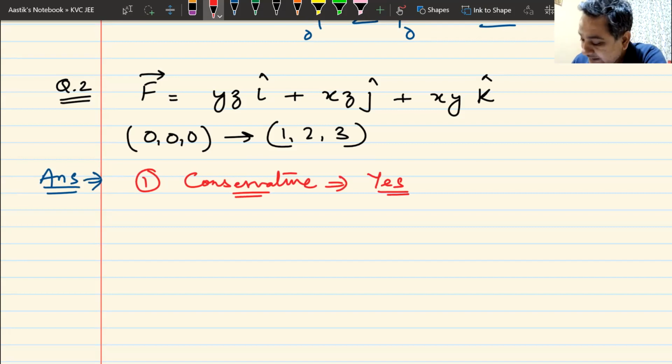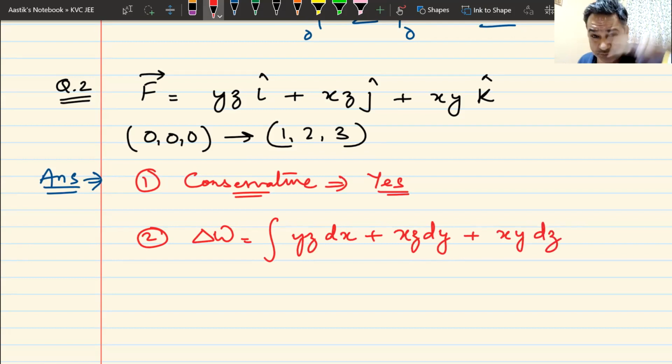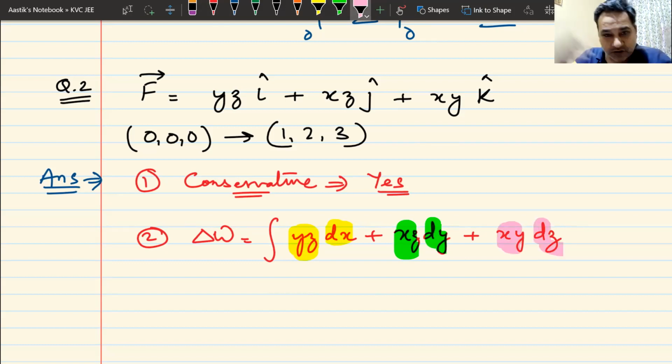Well done. The next step would be to write the work done, which in this case would be the integral of yz dx plus xz dy plus xy dz. Now again, instead of two problems, I have three problems. With y and z, I have dx. Problem number one. With x and z, I have dy. Problem number two. With x and y, I have dz. Problem number three.